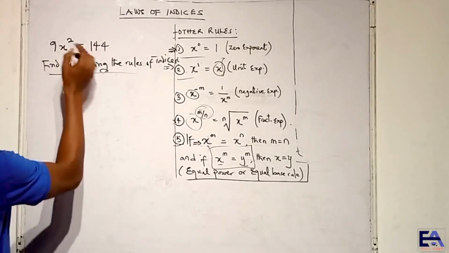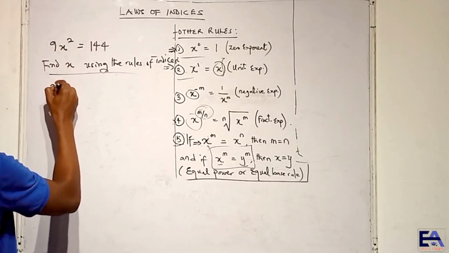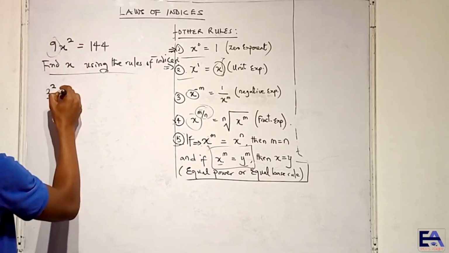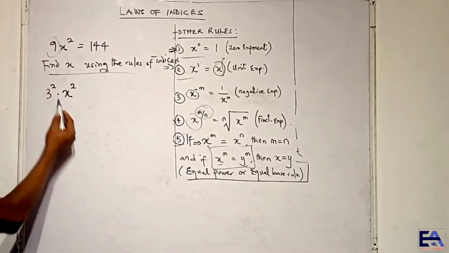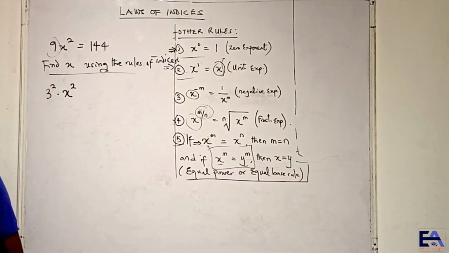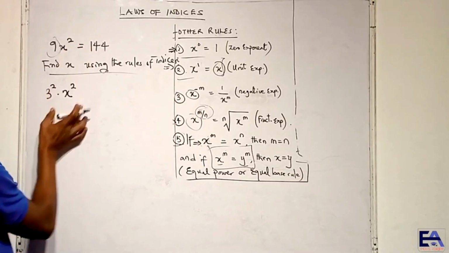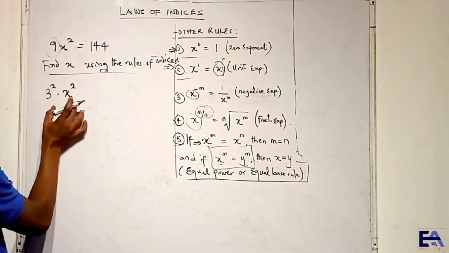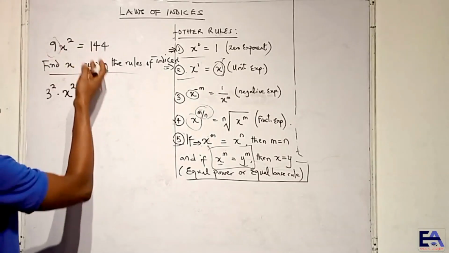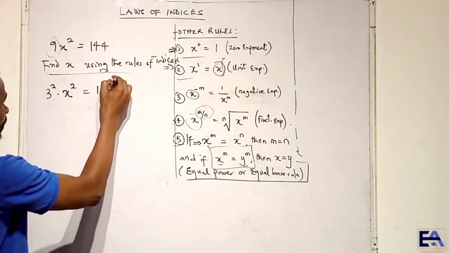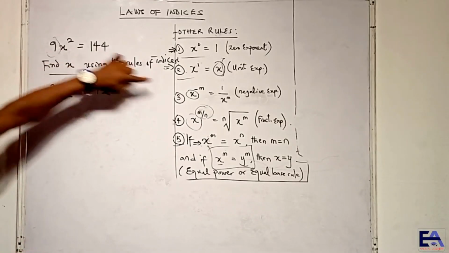Okay, so you have 9x squared. You can easily change 9x squared to something like 3 raised power 2, which is 9, multiplied by x raised power 2. In advanced mathematics, a dot means multiplication in these kinds of cases. So we have 3 raised power 2 multiplied by x raised power 2. I just try to split the two of them, but they are still together with multiplication. Then 144 can be 12 raised power 2. I'm just trying to create a scenario where they will all have the same power.